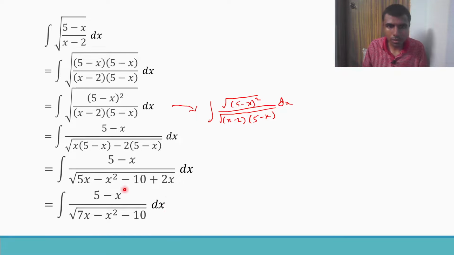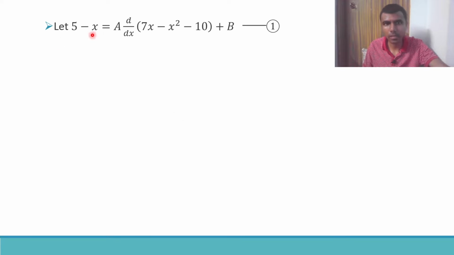Now this is something we know, right? Integral of (px plus q) by under root of (ax square plus bx plus c). Now how to solve this is, we'll take the numerator as a into d by dx of this, 7x minus x square minus 10, plus b. That's how we'll solve. Let 5 minus x equal to a into d by dx of this plus b.